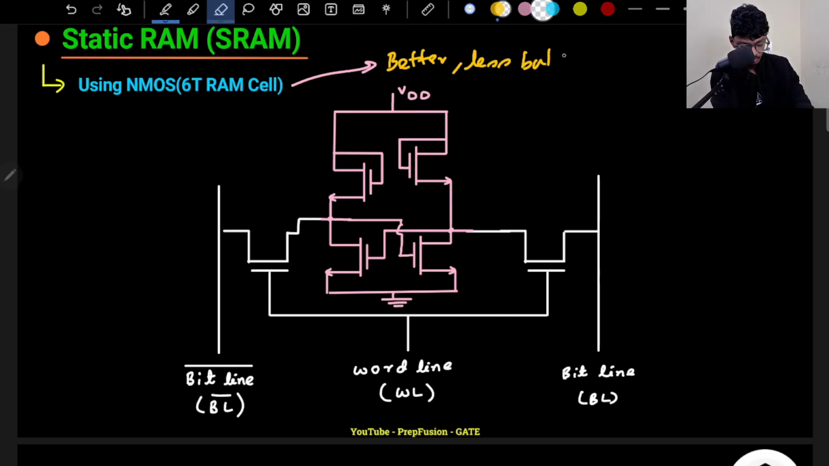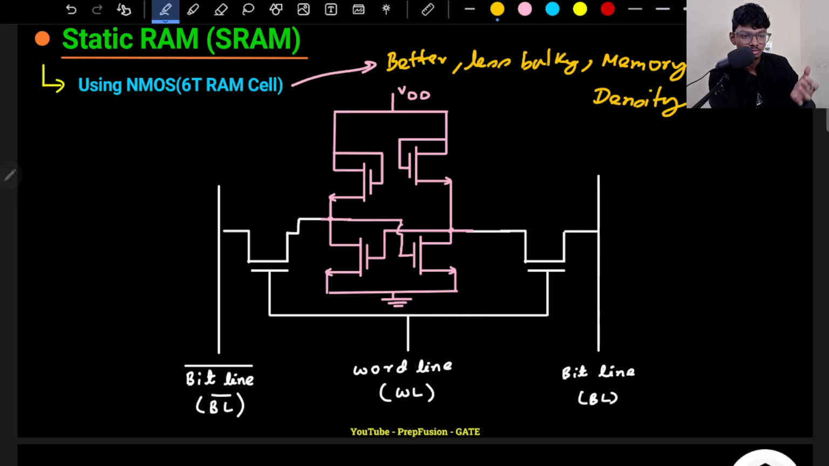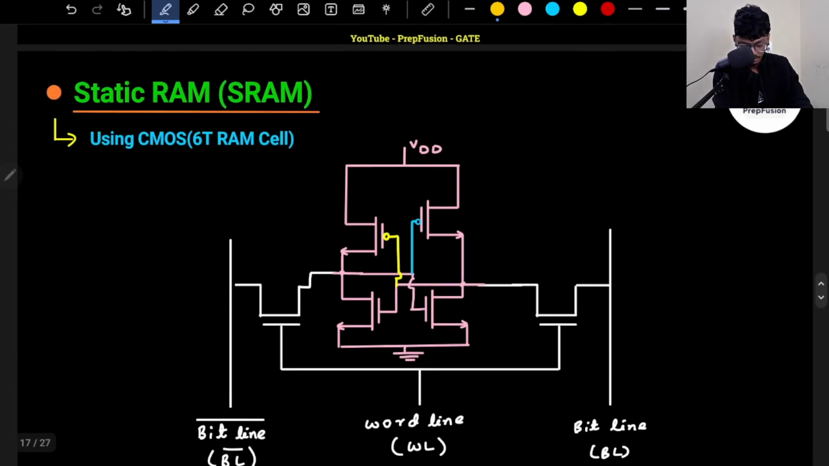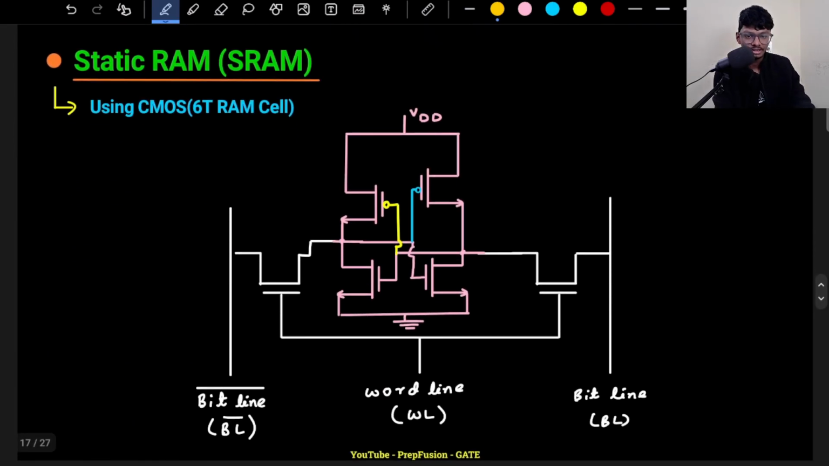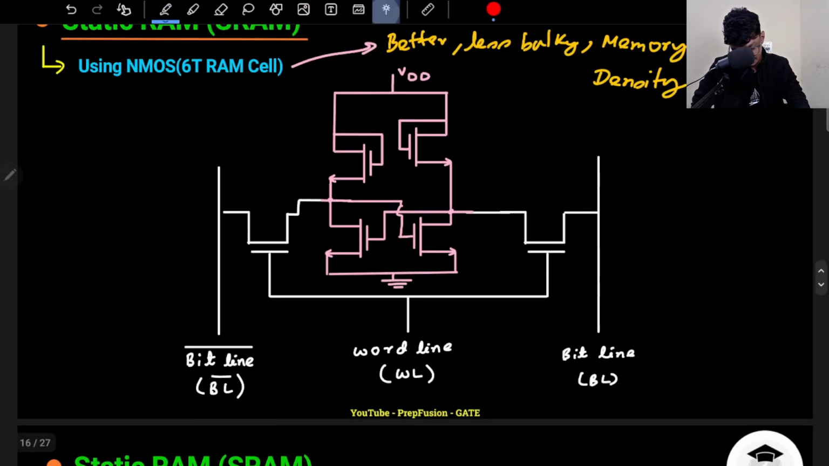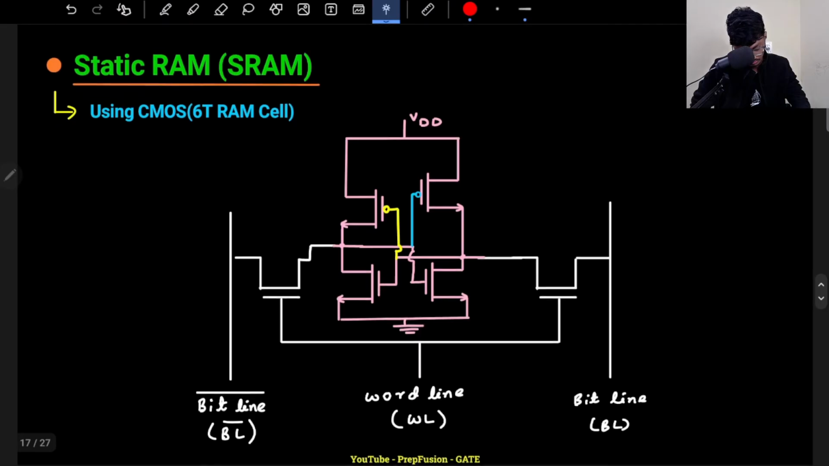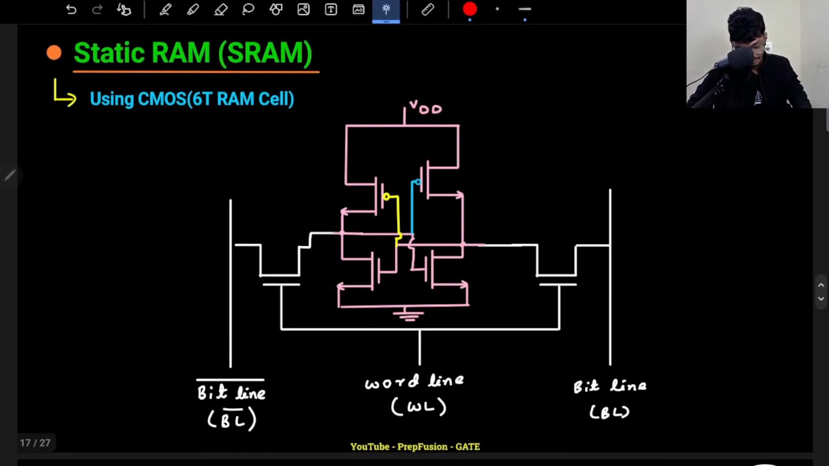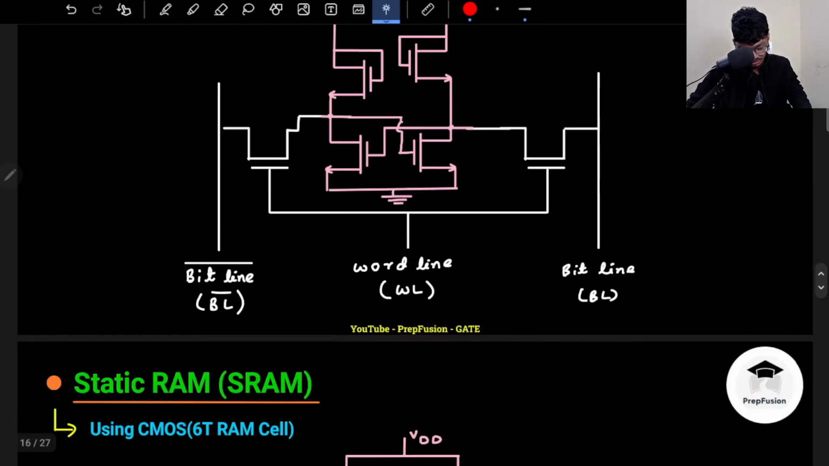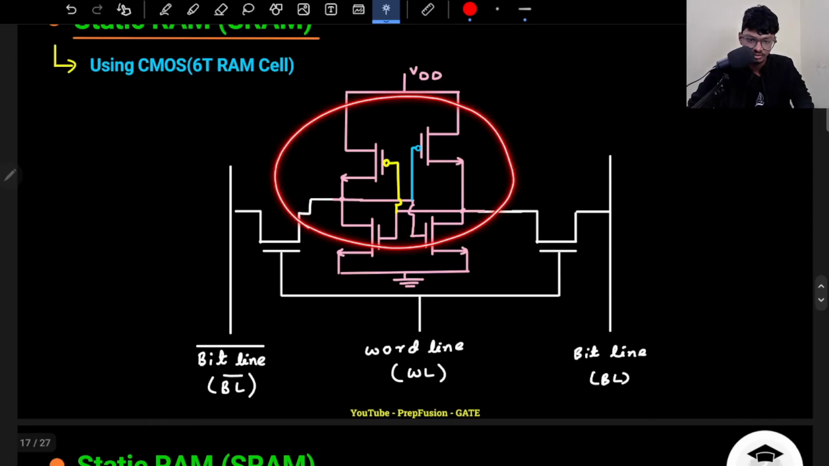So more memory density. Why will you have more memory density? Because I will be able to store more values here. Okay, now just one more thing. All this combination can be made with a CMOS as well. That is what we have done. We just implemented this whole thing using a CMOS. That is just the difference we have made.